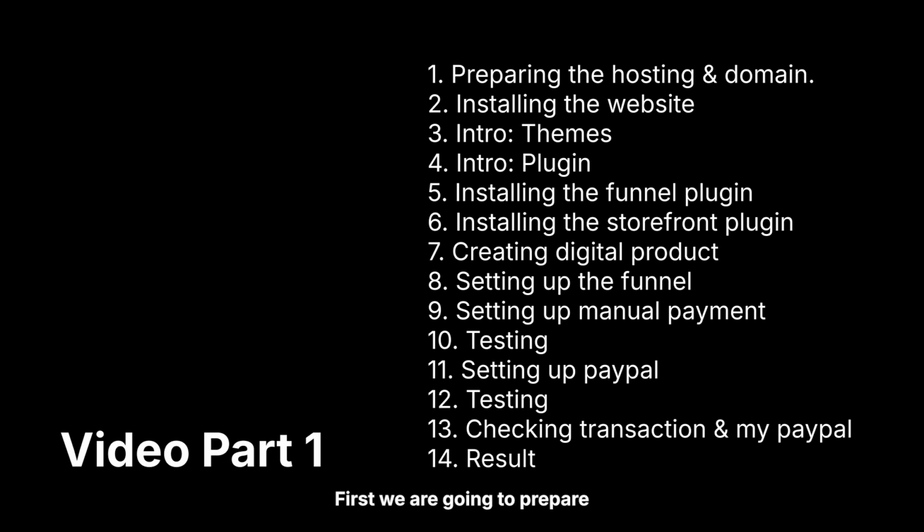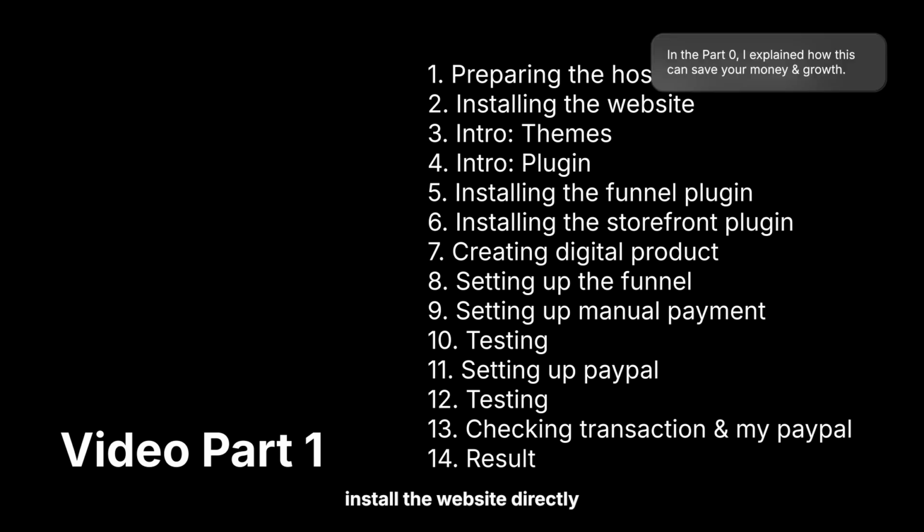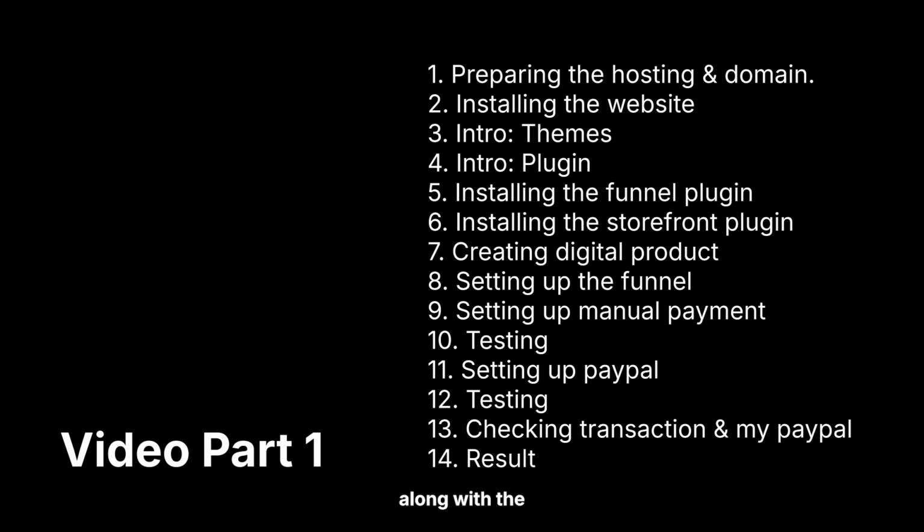First, we are going to prepare the hosting and the domain. Next, we are going to install the website directly from our new hosting. Once installed, we are going to talk about themes and the plugin as well. Next, we install our funnel feature, a plugin, along with the storefront features and the drag and drop page builder feature. After that, we will create our product samples, downloadable products, and then we will create our basic funnel, the landing page, the checkout, and the thank you page.